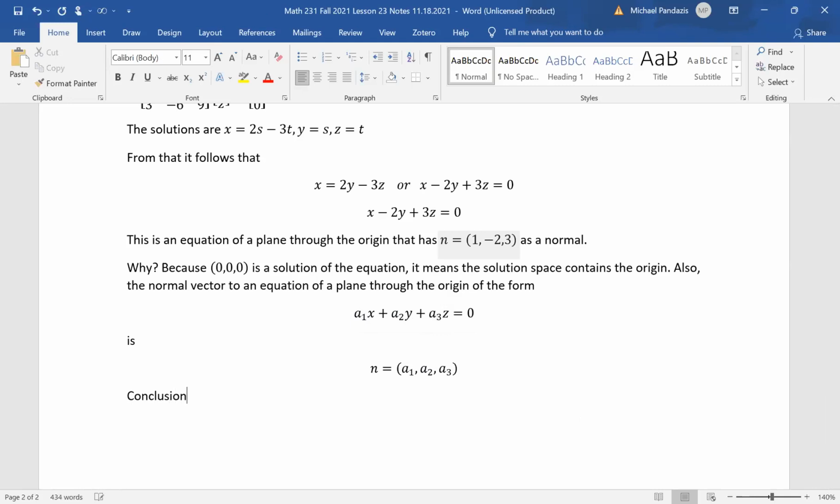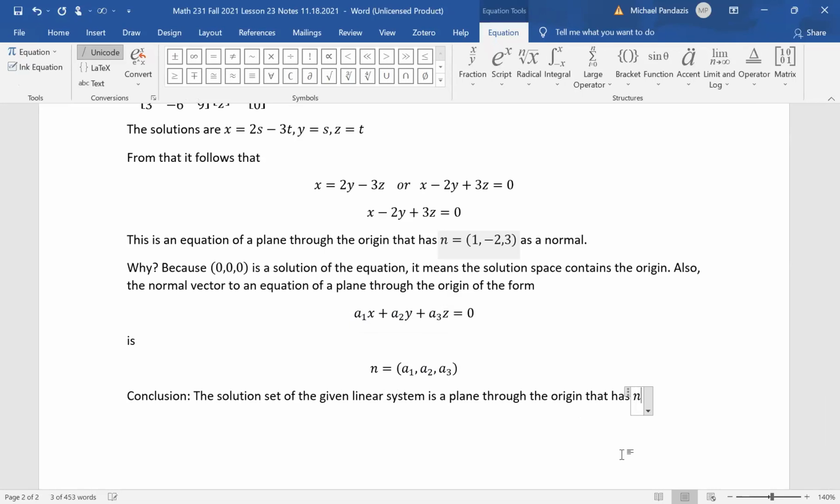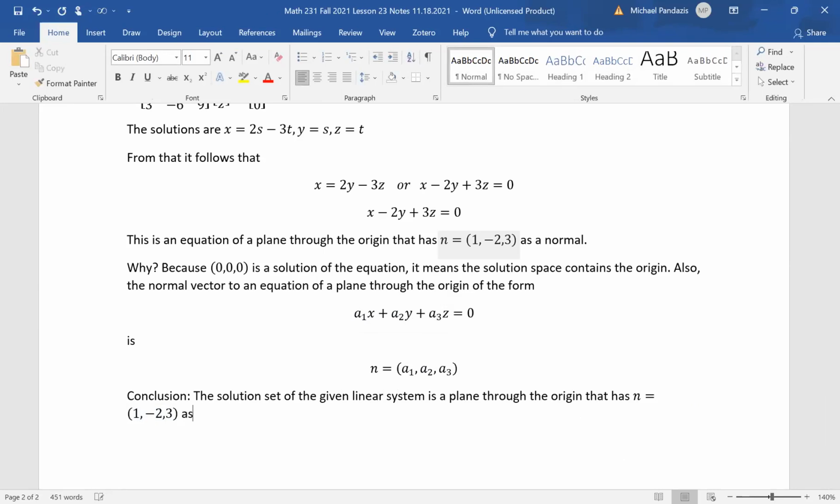And so our conclusion is that the solution set of the given linear system is a plane through the origin that has the normal vector n equals 1, -2, 3. So there's a way to visualize solution spaces geometrically. You can think of them as planes. In other cases you can think of them as lines or other shapes, and in larger dimensional spaces, other planes. That's explaining that.